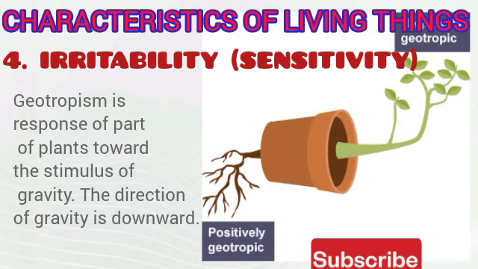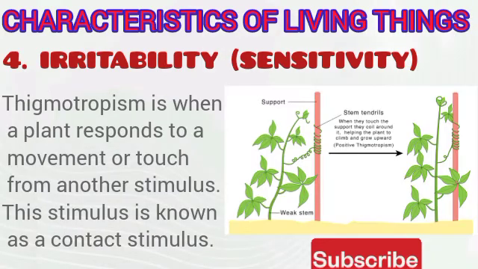Geotropism is the response of a plant part towards the stimulus of gravity. As you can see, the root is positively geotropic because gravity moves downward, while the shoot is negatively geotropic because the shoot moves upward. Thigmotropism is when plants respond to the stimulus of touch.